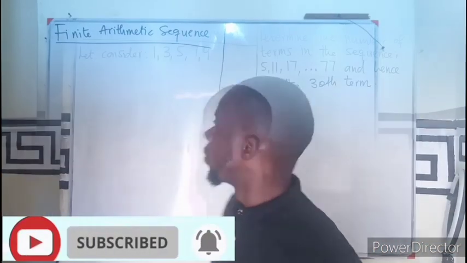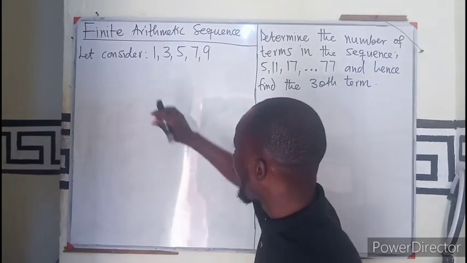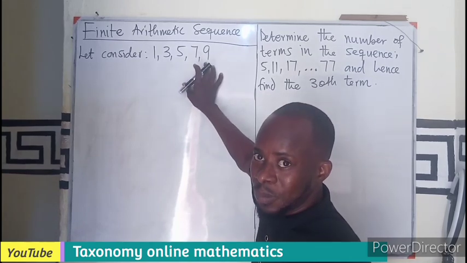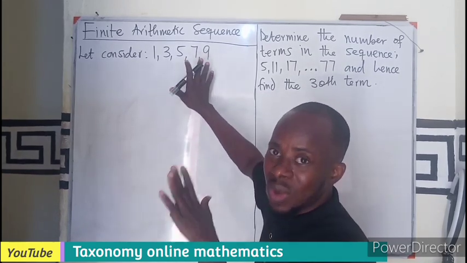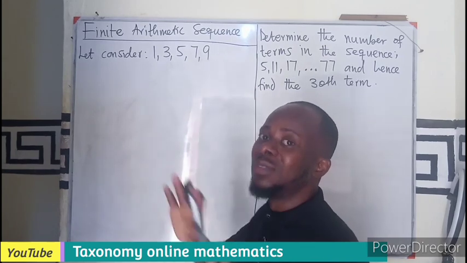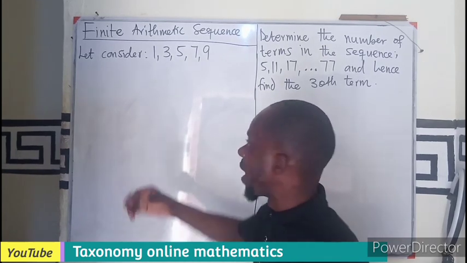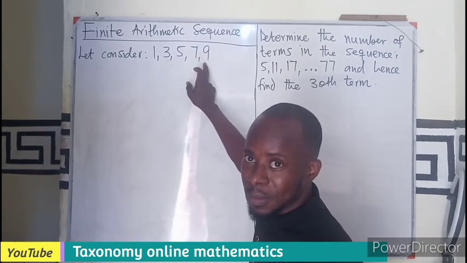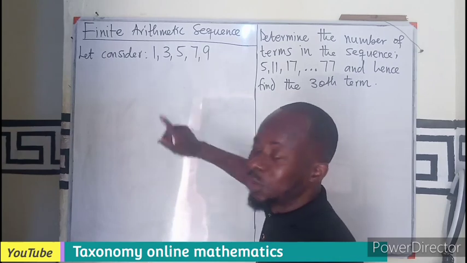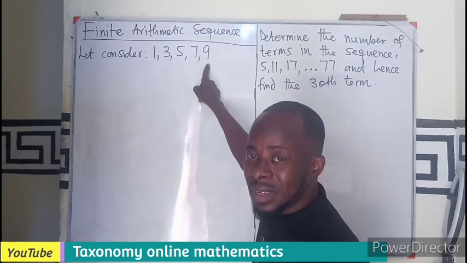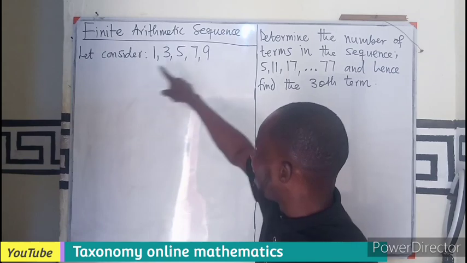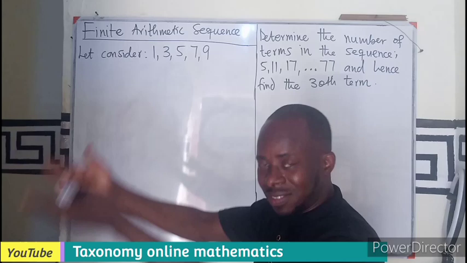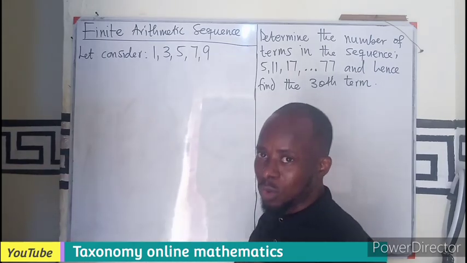Let's get into it. So by consideration, let's consider the sequence 1, 3, 5, 7, and 9. This is a finite sequence, meaning the last element is known. We also define that this is the first term, second term, third term, the fourth, and the fifth. So we have 5 terms. The fifth term here is 9, and the last term is also 9.